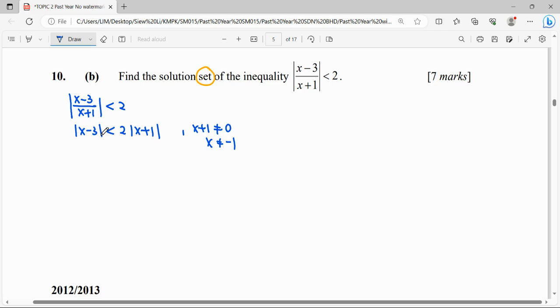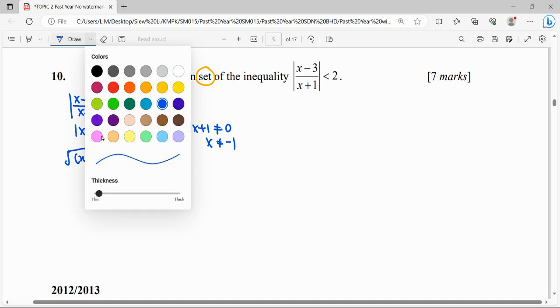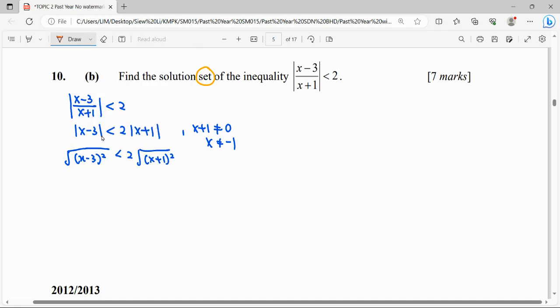When we have modulus on both sides, the method is squaring both sides. As we know, modulus is a symbol of square root and square. So to get rid of the square root, we have to square both sides. This side squared and this side squared. So squaring both sides, you can notice square and square root simplify. Of course, these two have to become squares.